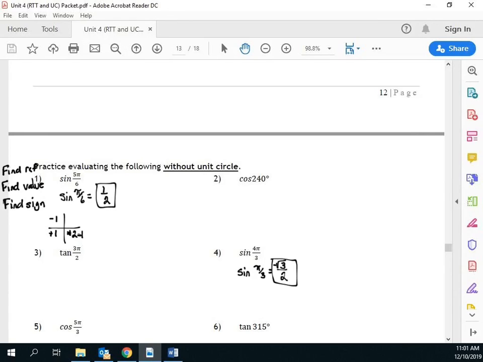Cosine, let's do number 5. Cosine of 5 pi over 3. What's the reference angle? What is the cosine of pi over 3? What quadrant is 5 pi over 3? Fourth quadrant, which tells you cosine is positive or negative. Positive.